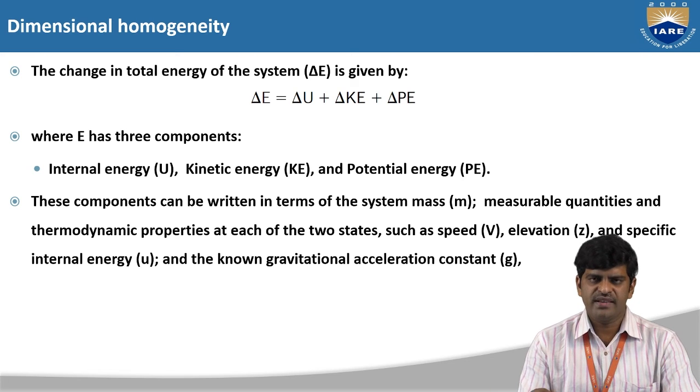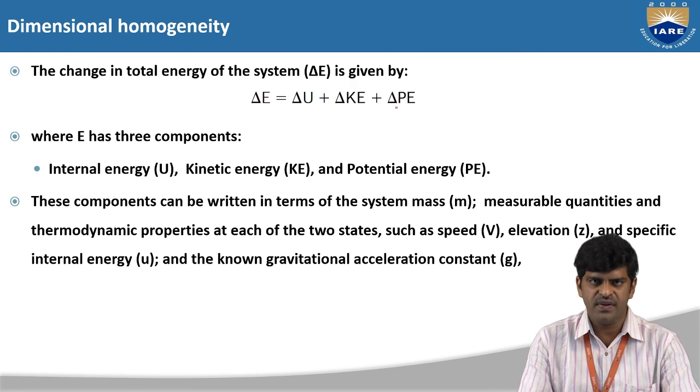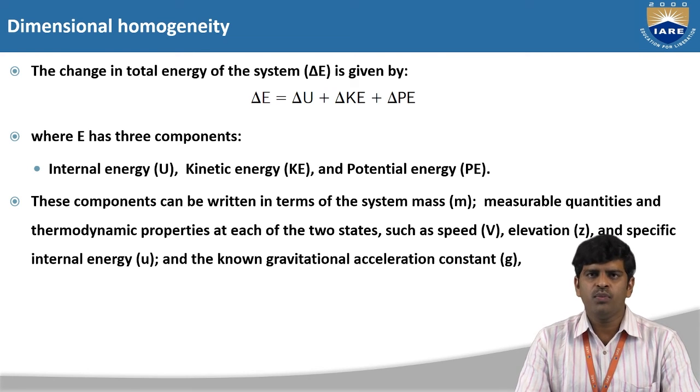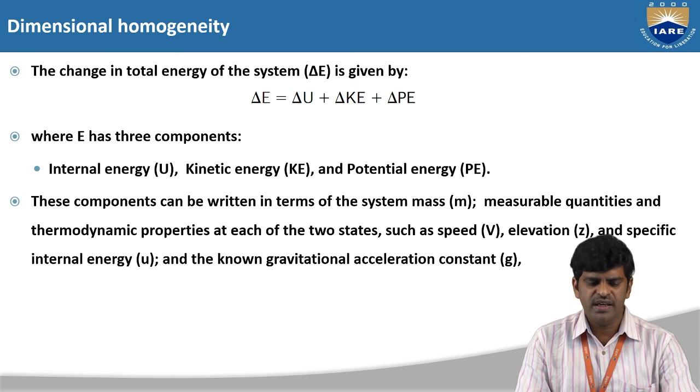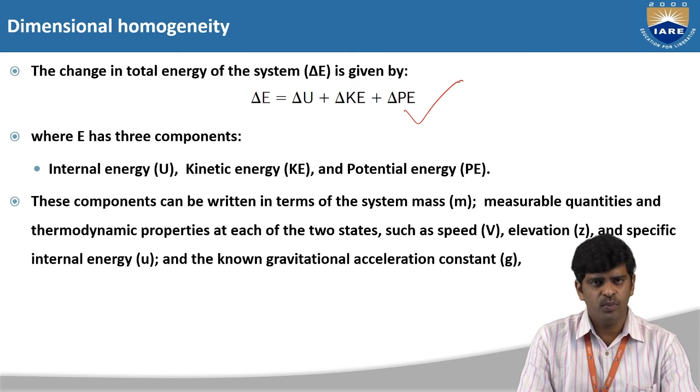See here one of the examples: the change in the total energy of the system, that is delta E, is represented as internal energy plus kinetic energy plus potential energy. Delta represents the change of energy. The components represented in the above equation can be measured in terms of the basic fundamental quantities as well as the derived quantities. But if we analyze that equation dimensionally, it satisfies the condition: the dimensional parameters in the LHS are equal to the dimensional parameters of the RHS. So this equation can be called dimensionally homogeneous.